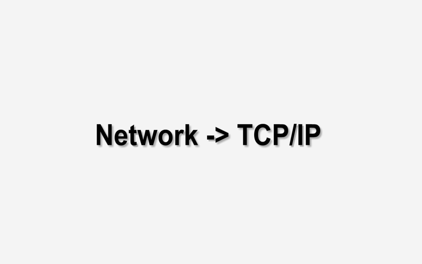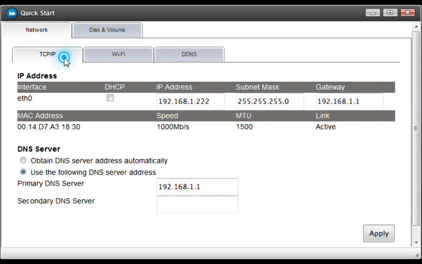Quick Start. Quick Start offers quick setup so you can get the system up and running in just a matter of minutes. Network to TCP or IP. For users with DHCP server settings turned on, which it is in most cases, the DHCP option can be checked and select Obtain DNS server address automatically.